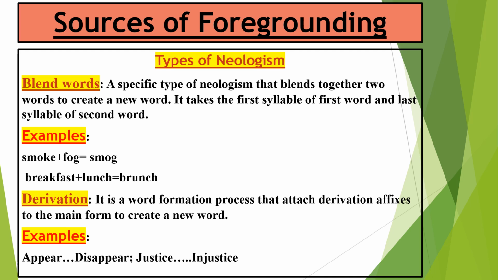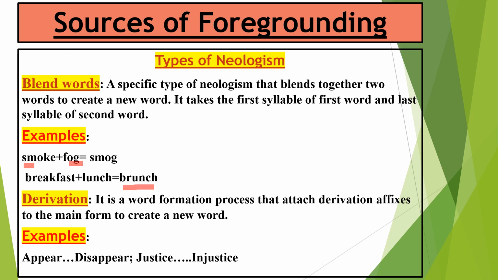Now let us look at some of the types of neologism. Blend words, in which we combine two different words, or you could say we take the first part, the first consonants of the first word, and the last consonants with the vowel of the second word, and we have a new word. Like smoke and fog, we combine, we have smog. Breakfast and lunch, we have a new word, brunch.